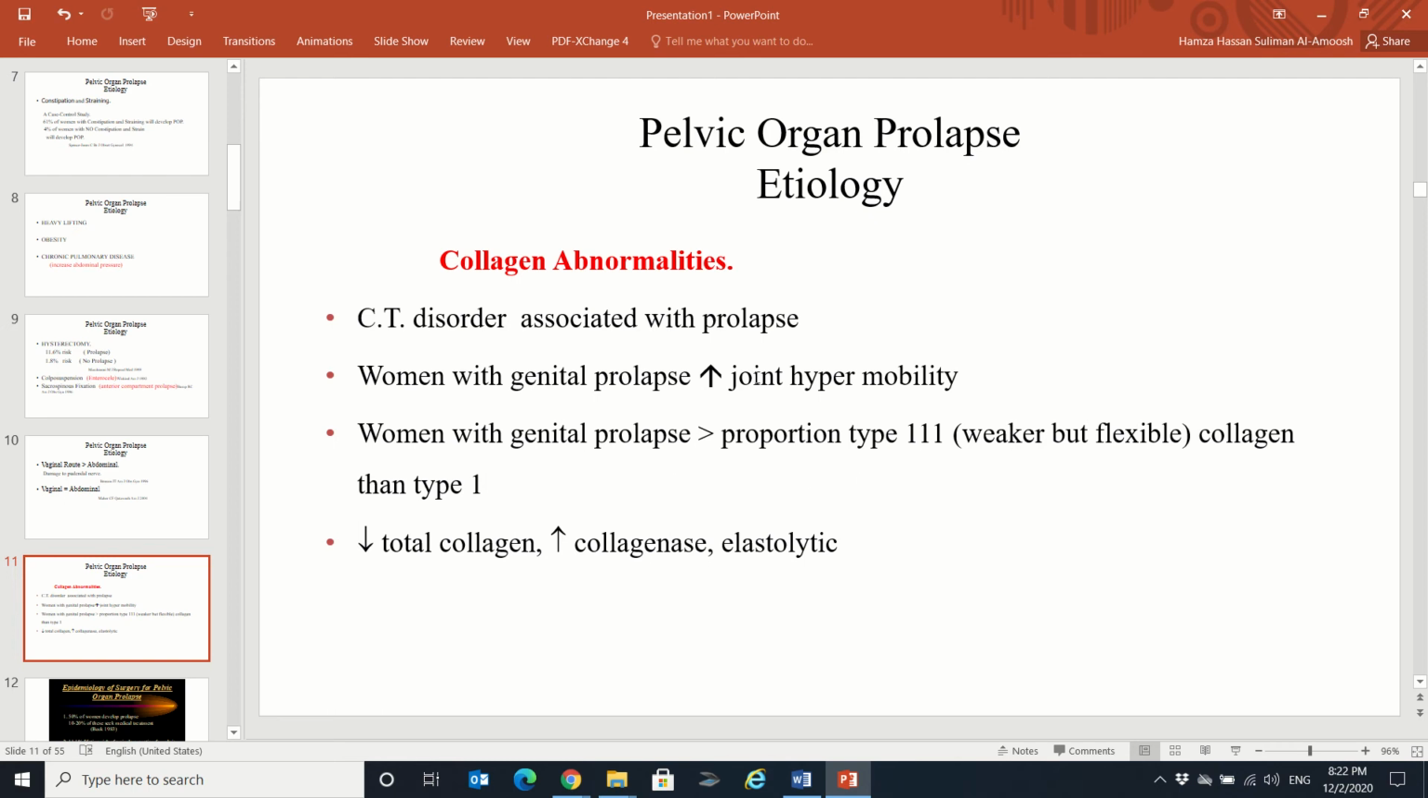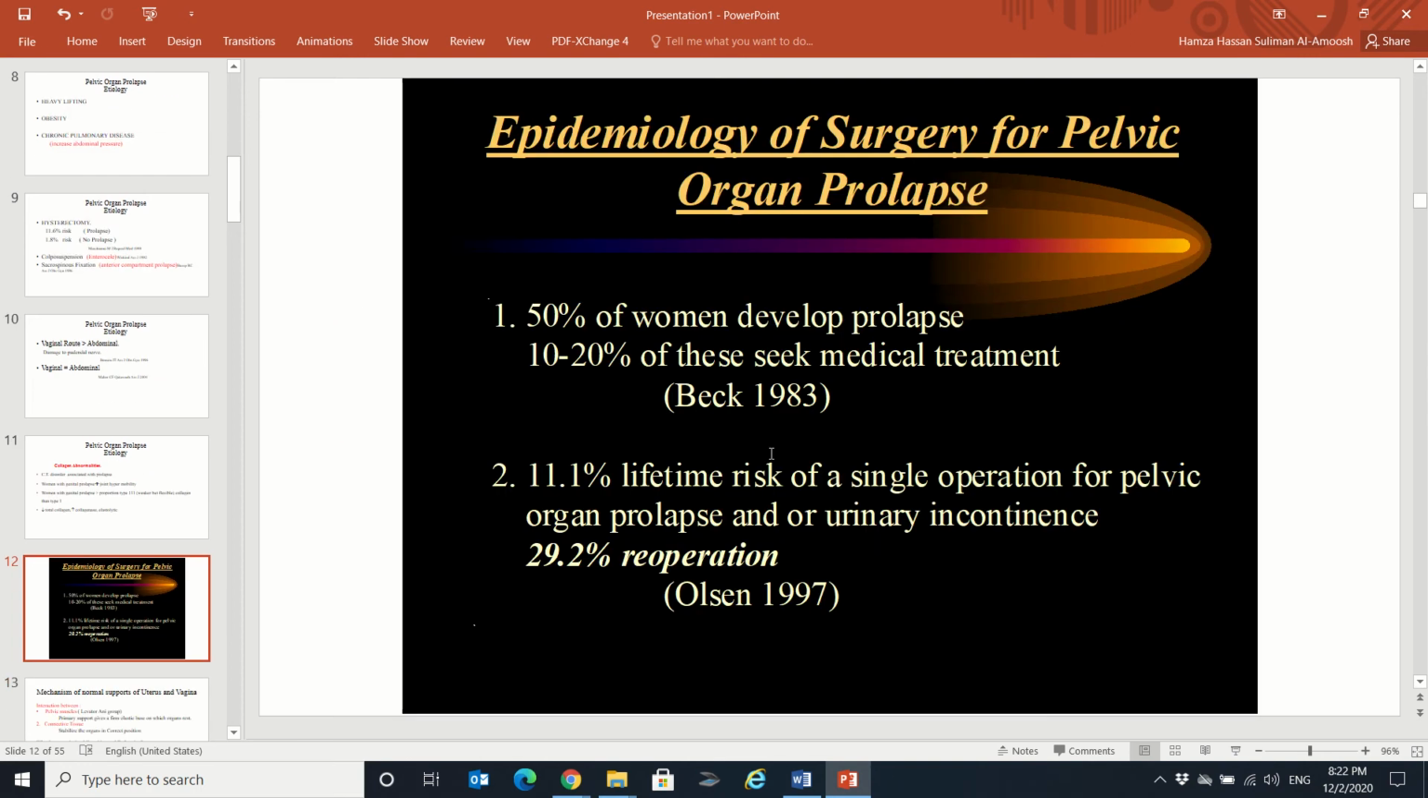Anyway, and just to conclude, collagen abnormalities are if you have a problem with connective tissue. The connective tissue is the main component of the ligament which supports the uterus and the vagina, so you might have a problem.